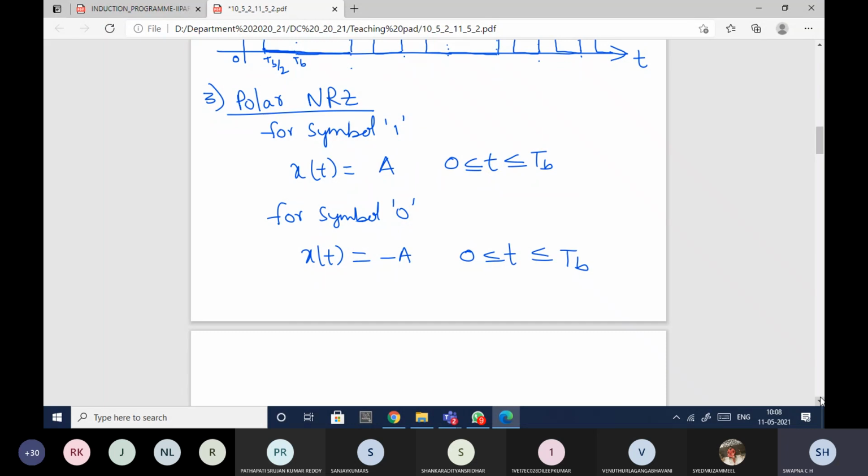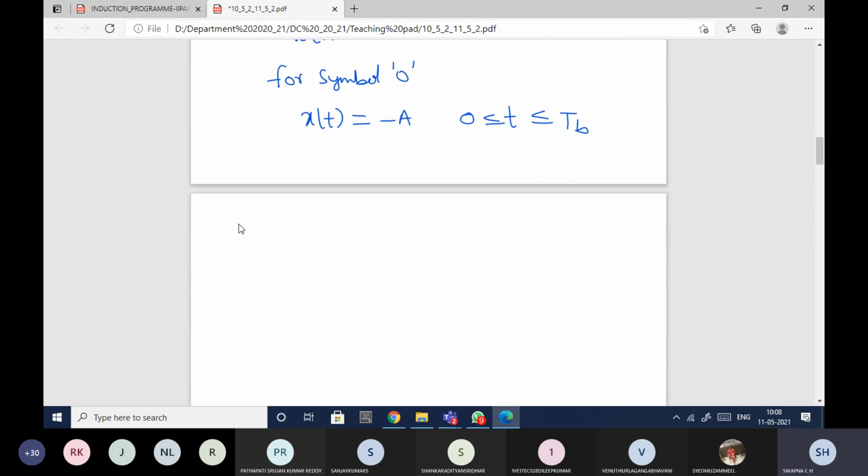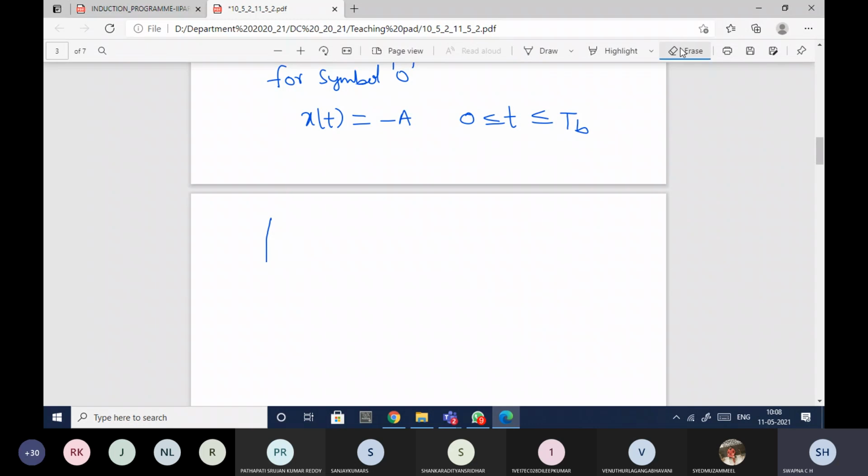Okay, so let us draw the format. Let us take the digital data as 1101. I'm just randomly taking it. Okay, let me draw for only this much.